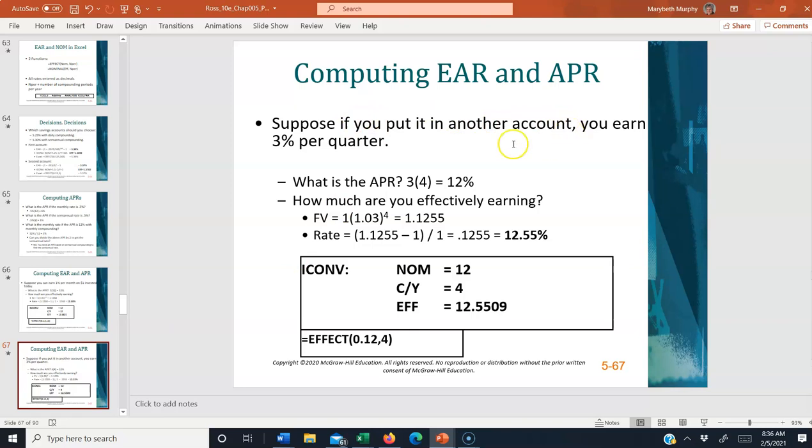Suppose you put it in another account and you earn 3% per quarter. What is the APR? 3% per quarter times 4 quarters per year is 12%. How much are you effectively earning? This one uses the formula approach and came up with 12.55. This one uses the financial calculator using the ICONV function, and that gives you 12.5509. And the last one, the effect is equal to 0.12 and 4.